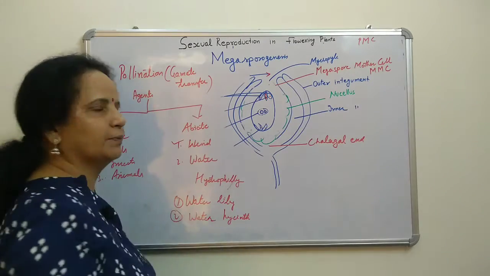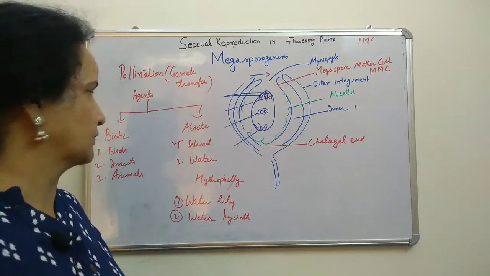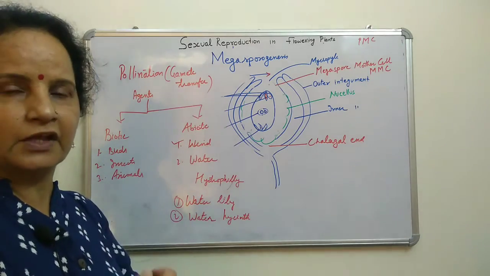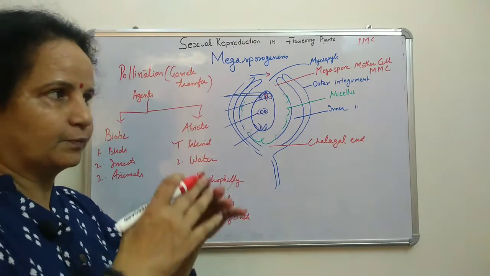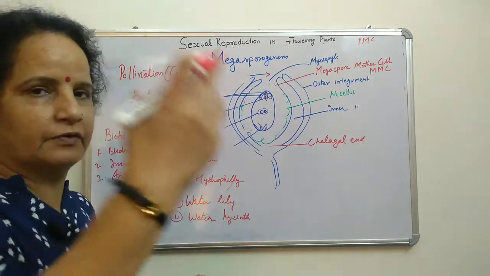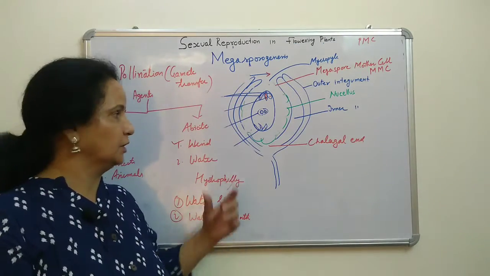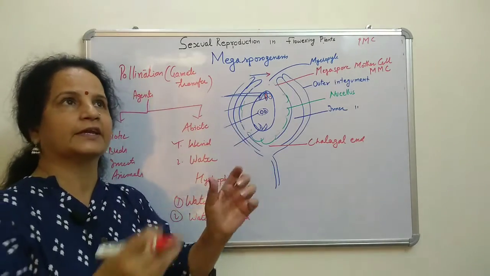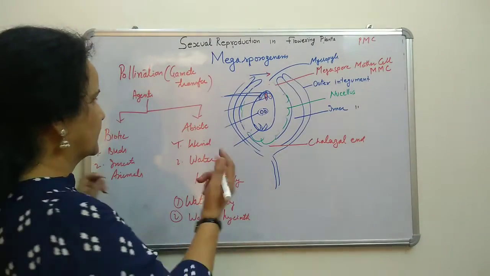When we talk about wind pollinated plants, the maximum number of plants are pollinated by wind. They have exposed stamen and exposed feathery stigma. With exposed stamen, the pollen grain can easily move with the air current towards the stigma, and feathery stigma means they can trap that pollen grain. So the characteristics are there.